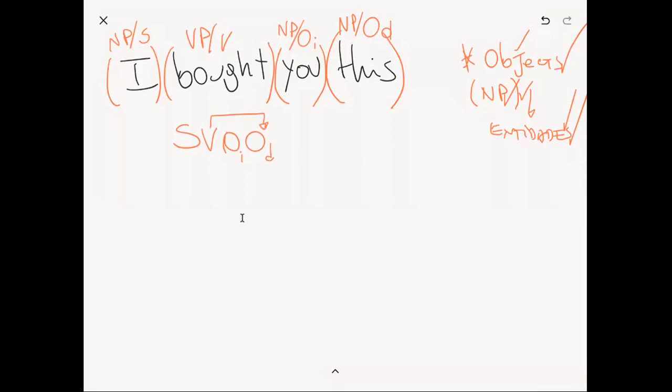¿Queda claro eso? Sí, profe. Ya, sí, va.